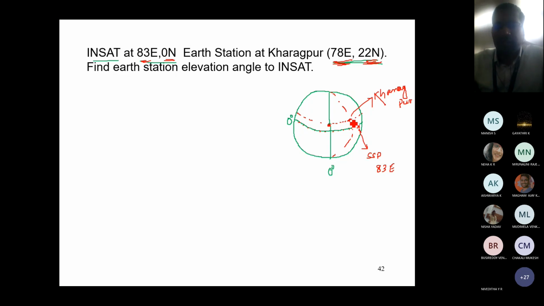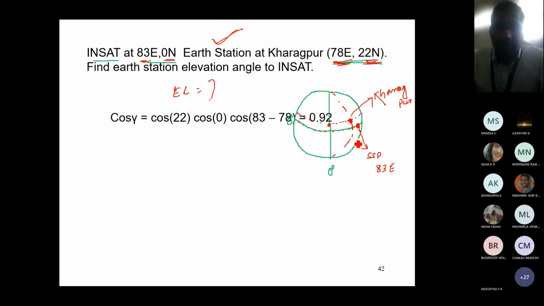So at Kharagpur you have an earth station or ground station. Your ground station is at Kharagpur, which is here, and this is the sub-satellite point. The question is to find the earth station elevation angle. So we have to find out what the elevation angle is. This is pictorially represented: at what latitude and longitude the satellite and the ground station are present.